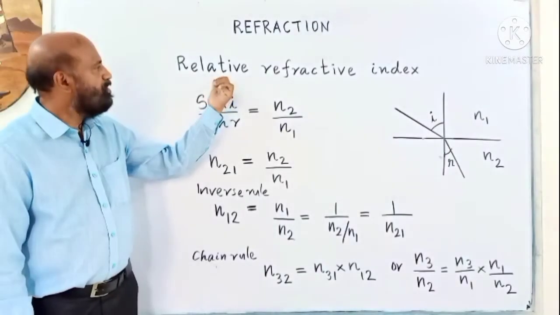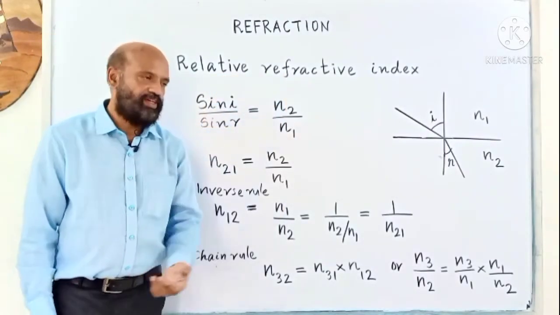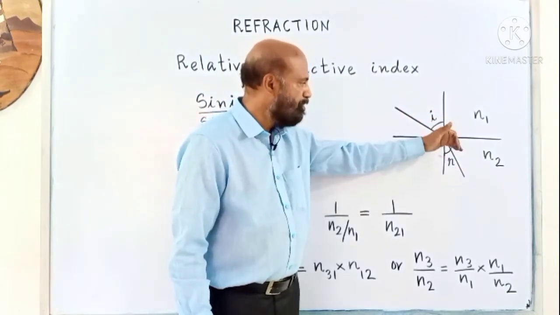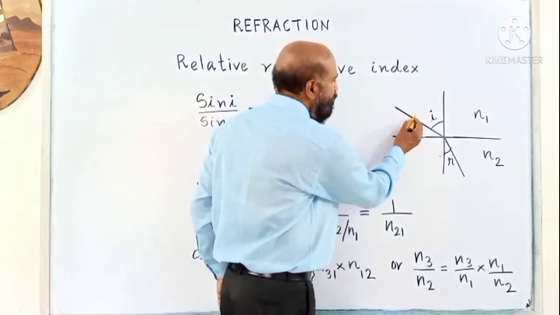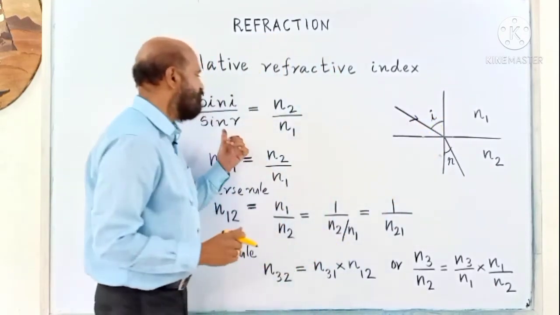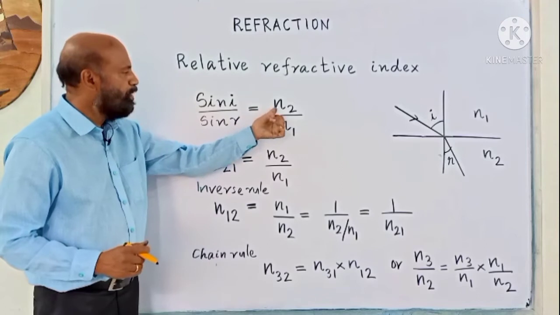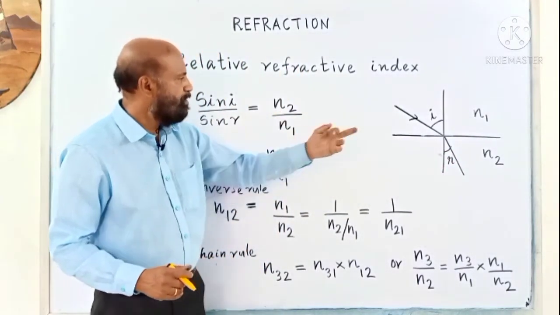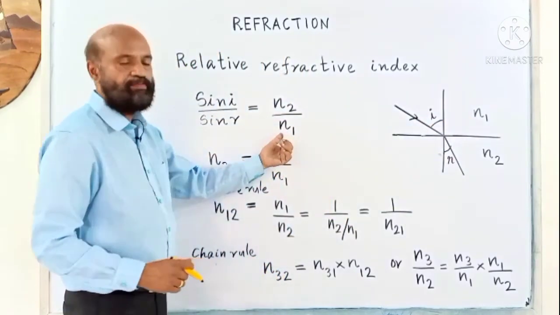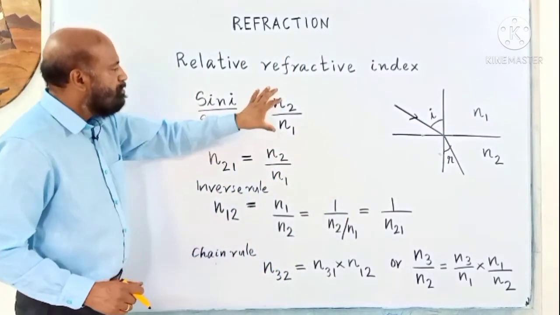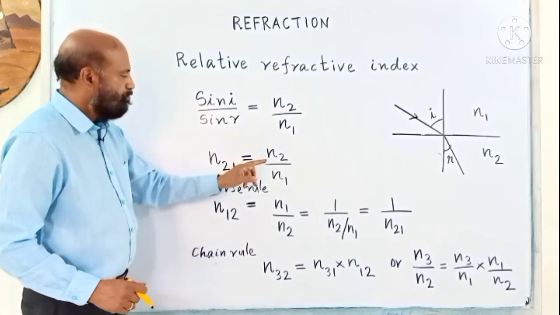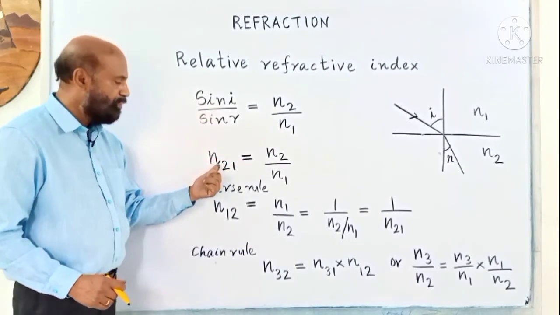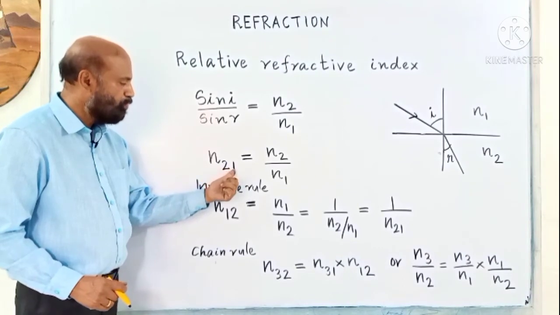Now let us see what is relative refractive index. When light is traveling from one medium to another medium, there is a bending, and you have seen Snell's law: sin i by sin r is equal to n2 by n1. So n2 is the refractive index of the second medium, n1 is the refractive index of the first medium. Now n2 by n1 is known as the refractive index of the second medium with respect to the first medium.